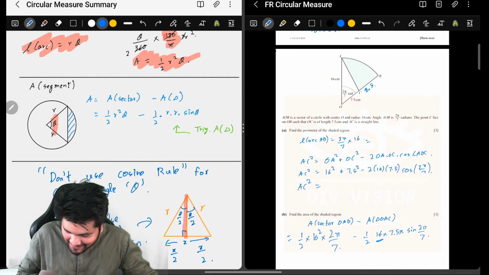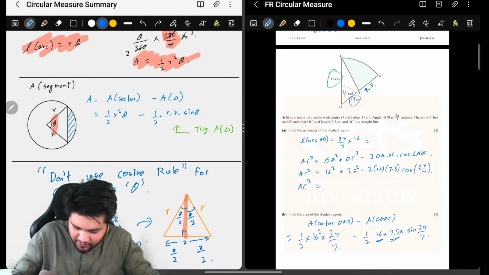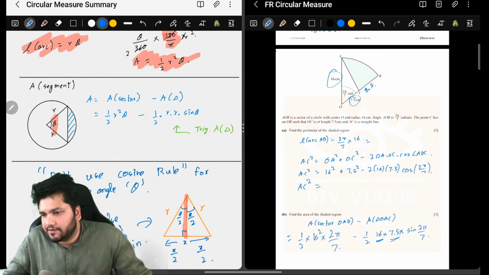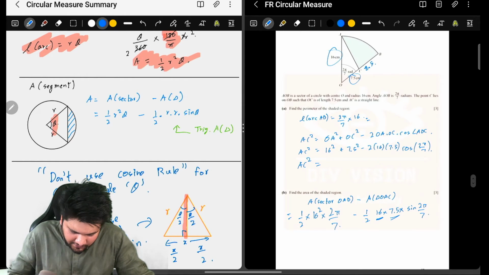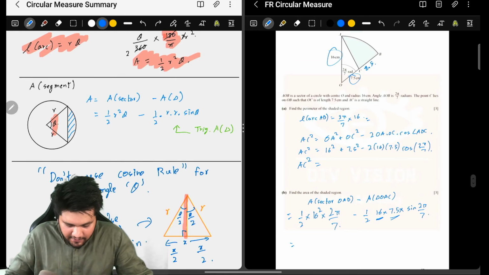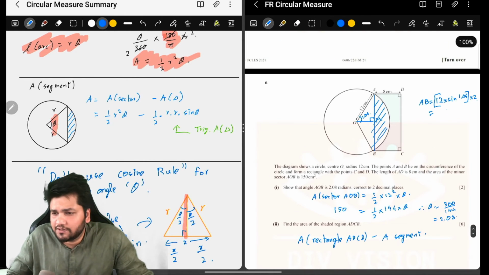See, I'm taking 16 and 7.5. This 16 and this 7.5 into sine of angle between them, which is 2 pi by 7. After solving with respect to the calculator, you can get the answer directly. And there is one more question which I have taken.